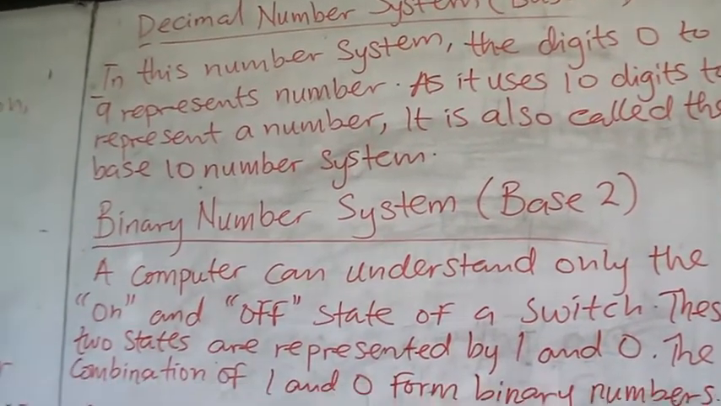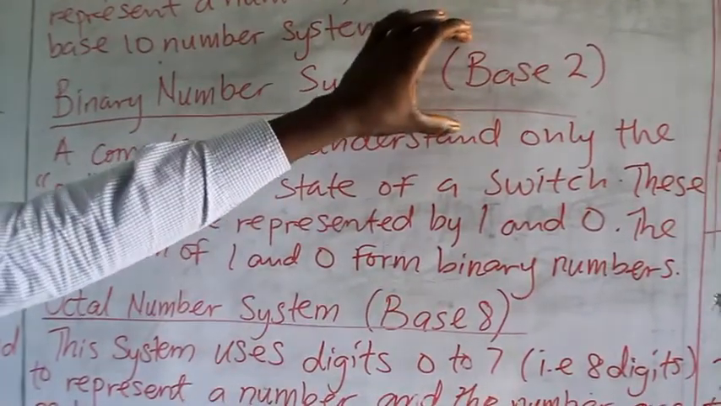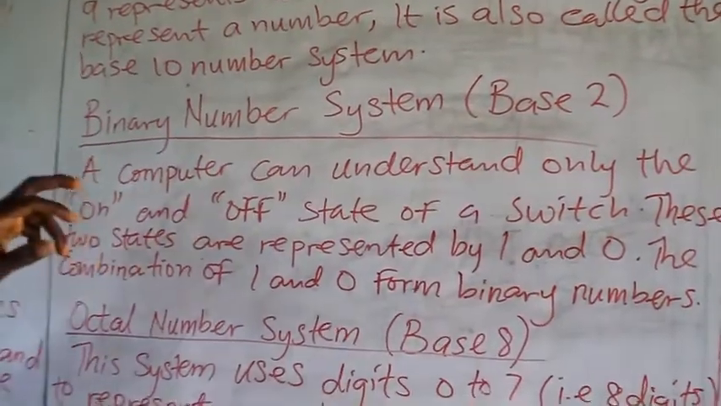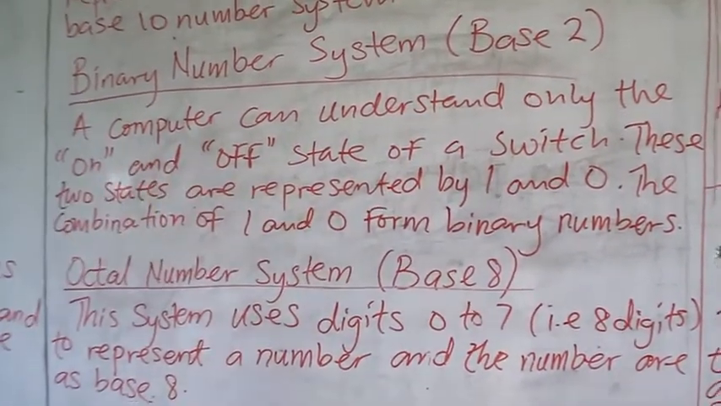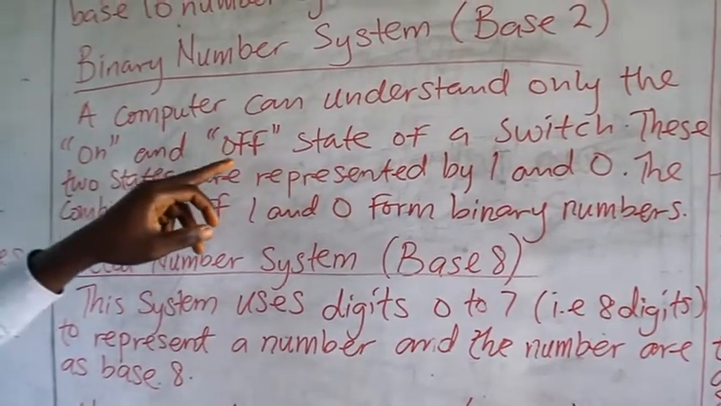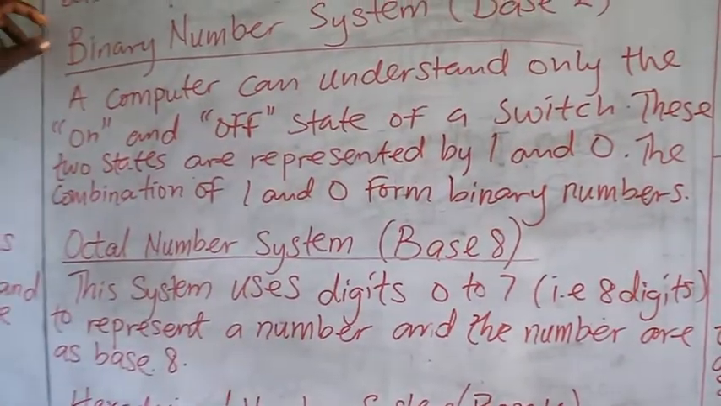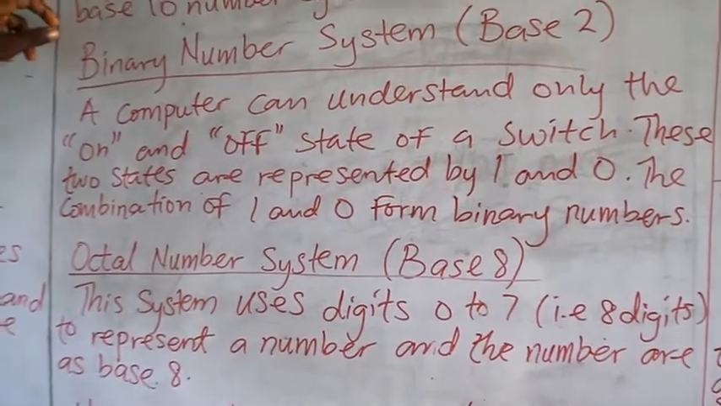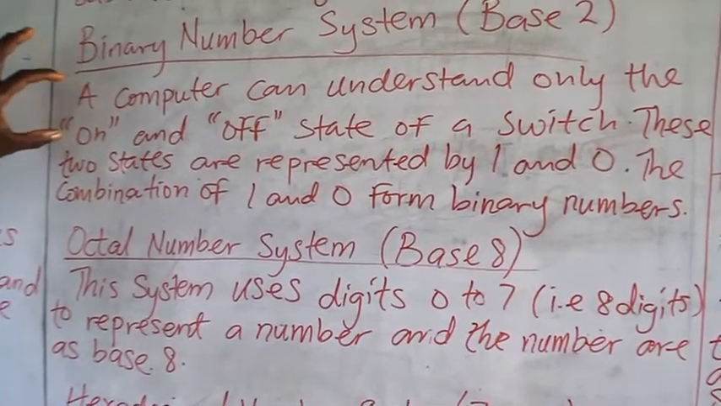The other one is the binary number system. The binary number system is in base 2, while the decimal number system is in base 10. A computer can understand only on and off, because it is an electrical component. The only language the computer understands is on and off, and that is the state of a switch. When we say the state of a switch, we are referring to an electrical switch. Maybe at the house you want to switch on your light. You notice you only have two ways, which is on and off. This is the same type of technology that a computer uses in communication.